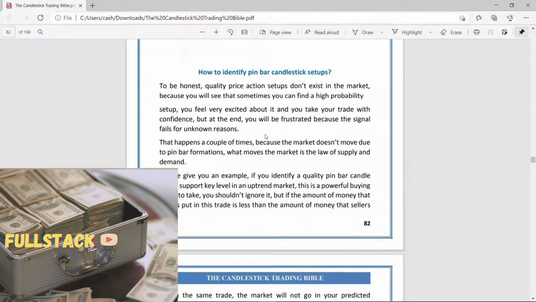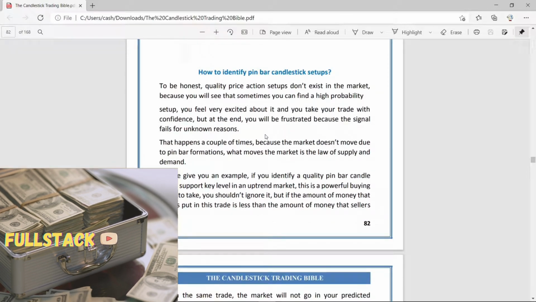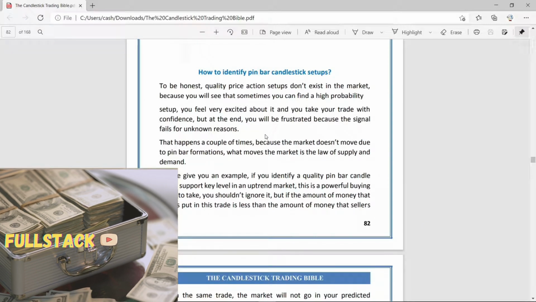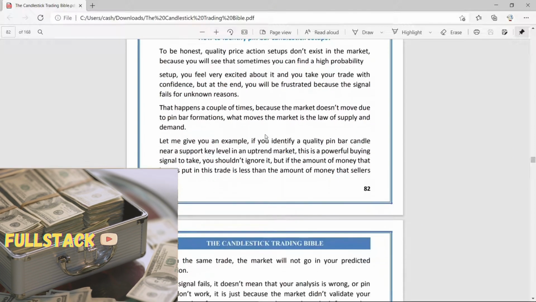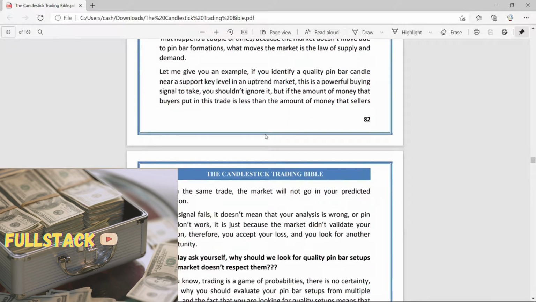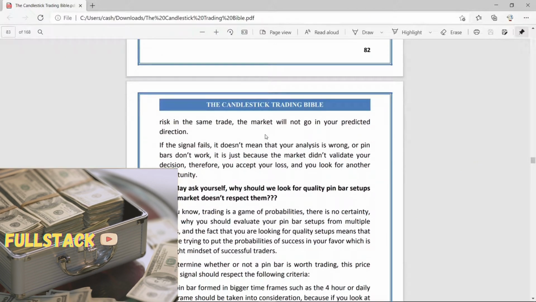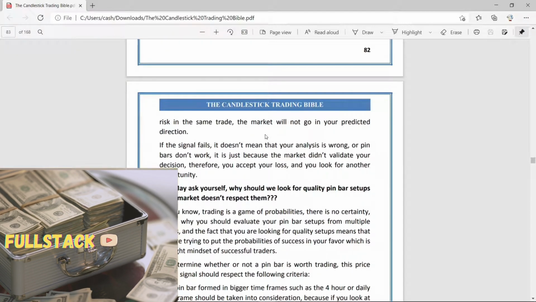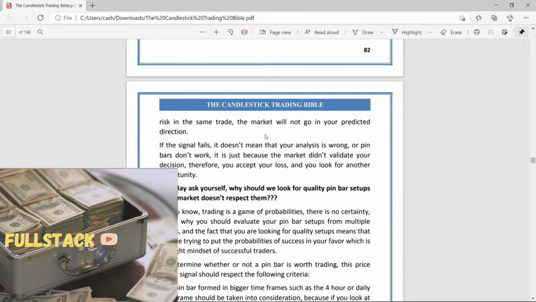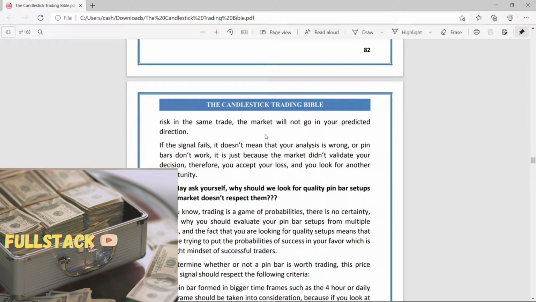So let me give you an example. If you identify a quality pin bar candle near a key support level in an uptrend, this is a powerful buying signal to take. You shouldn't ignore it. But if the amount of money that buyers put in this trade is less than the amount of money that sellers risk in the same trade, the market will not go in your predicted direction. If the signal fails, it doesn't mean that your analysis is wrong or pin bars don't work. It's just because the market didn't validate your decision. Therefore, accept your loss and look for another opportunity, preferably on a different day. Take one loss, take two losses, done. That's it. Maintain that discipline.